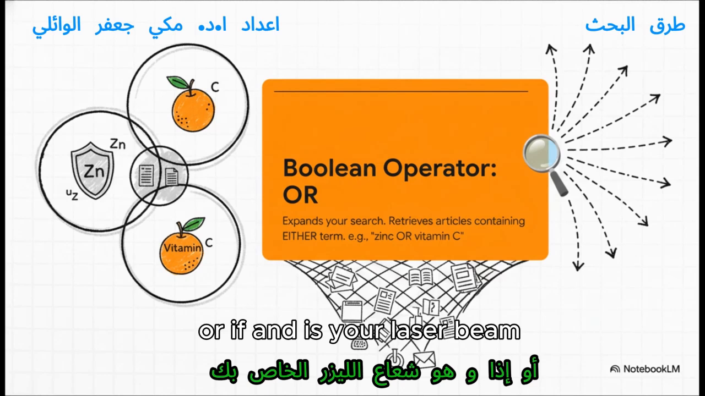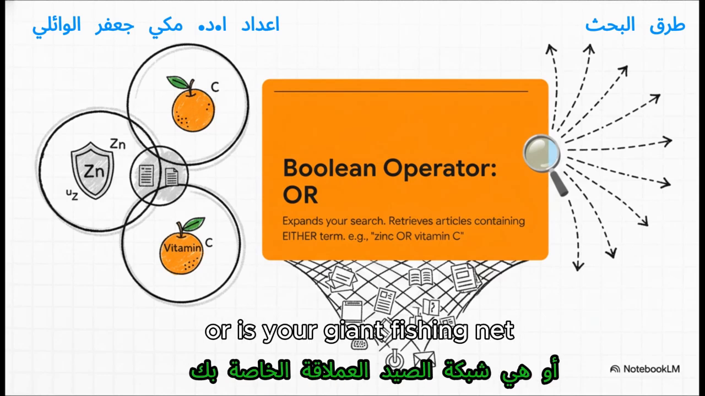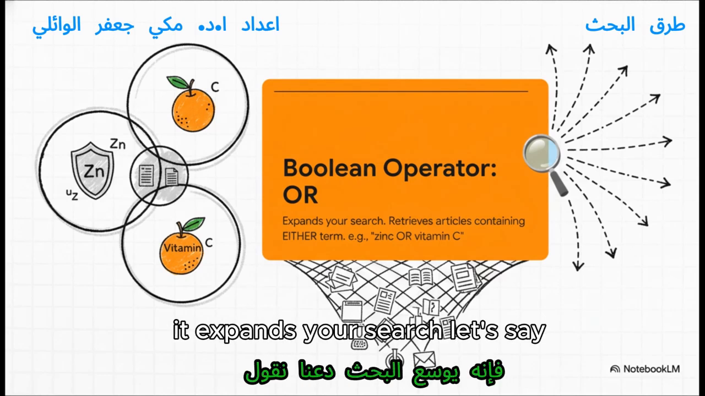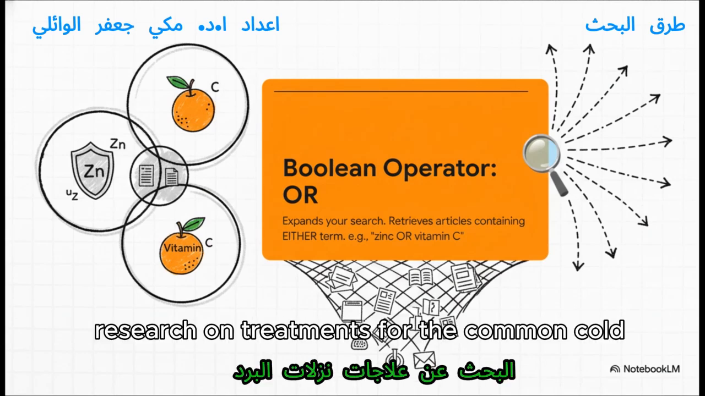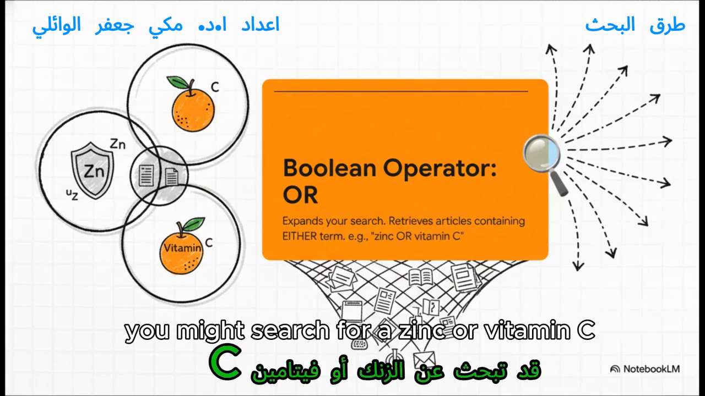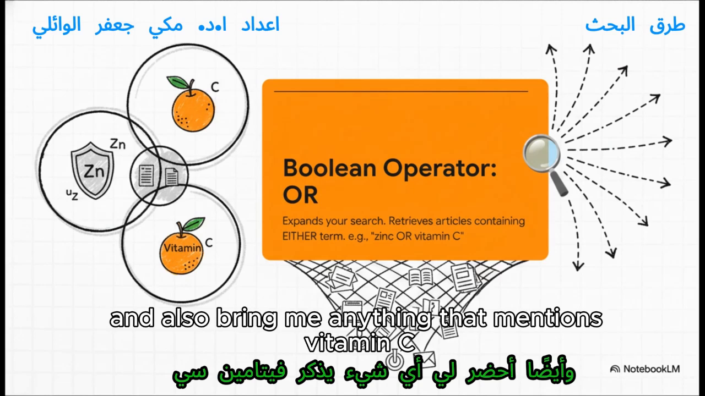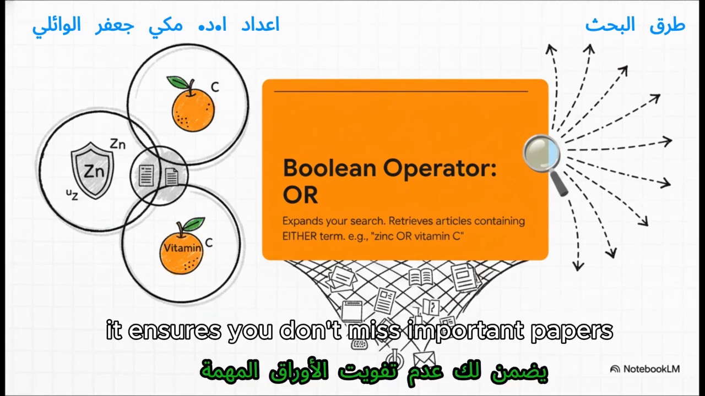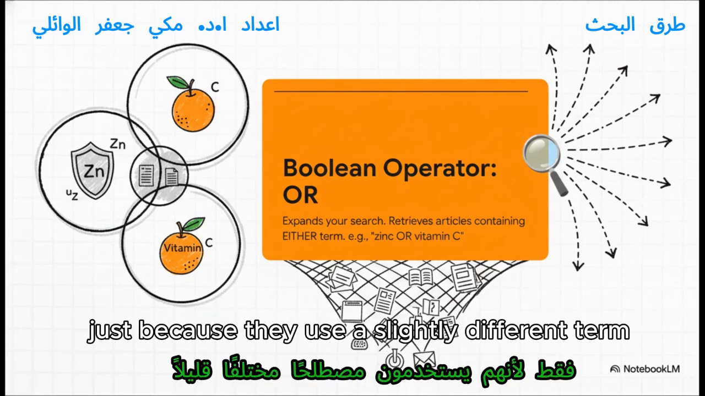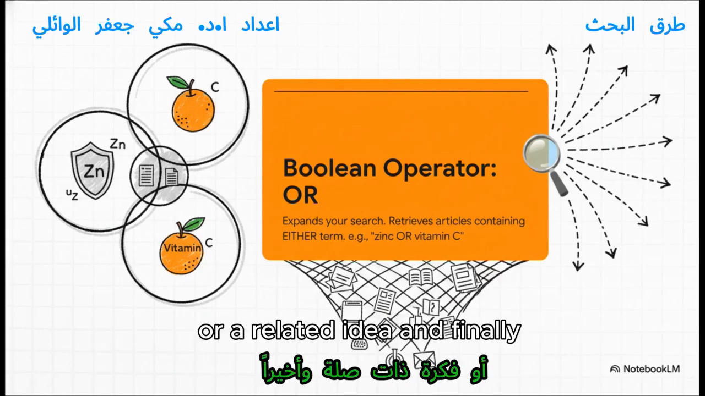If AND is your laser beam, OR is your giant fishing net. It expands your search. Let's say you're looking for research on treatments for the common cold. You might search for zinc or vitamin C. This tells the database, bring me anything that mentions zinc and also bring me anything that mentions vitamin C. It ensures you don't miss important papers just because they use a slightly different term or a related idea.